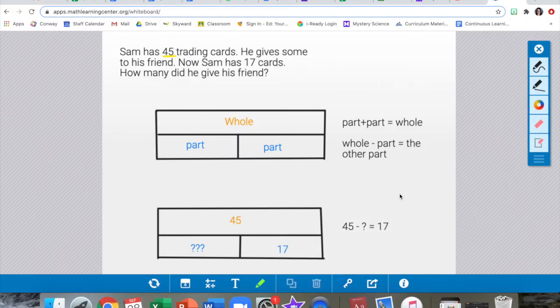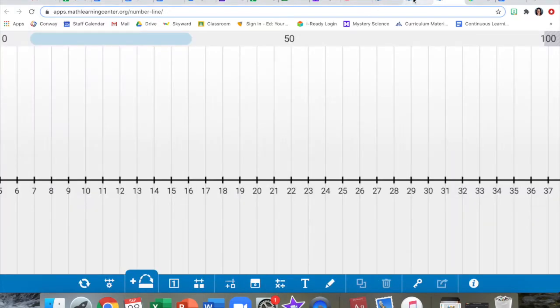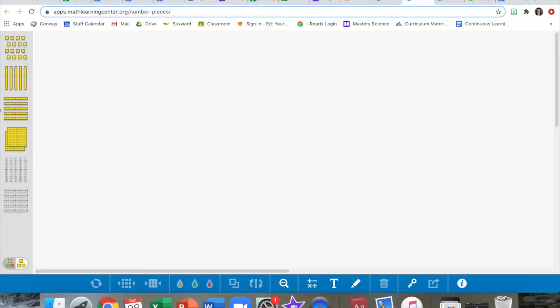There's our equation that matches the story. Okay, so we need to solve 45 minus something is 17. Well, two strategies that come to mind when I like to show my work are either using a number line or using base 10 pieces.